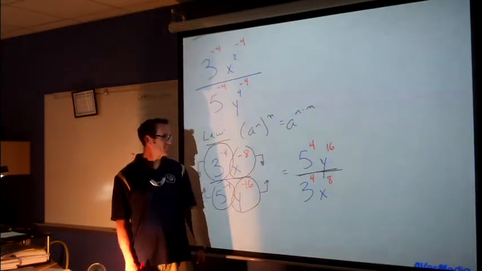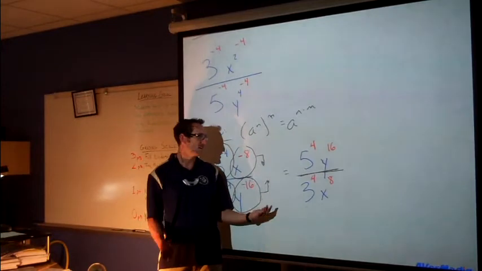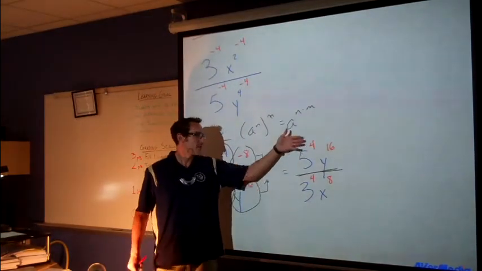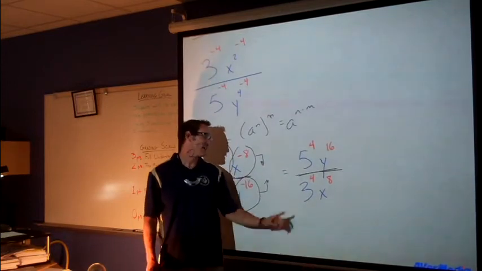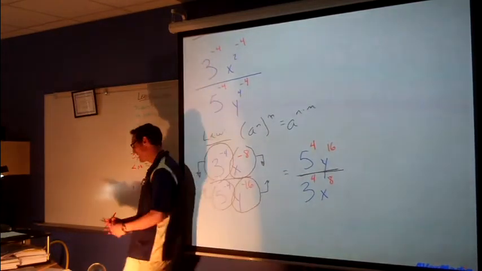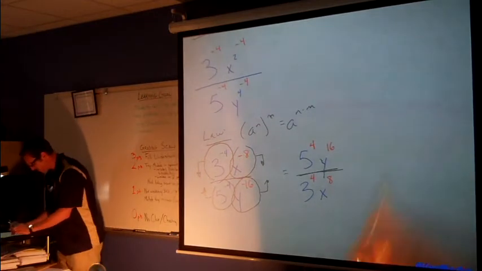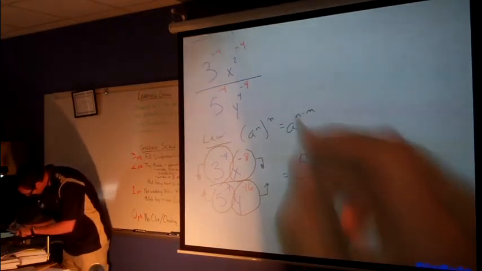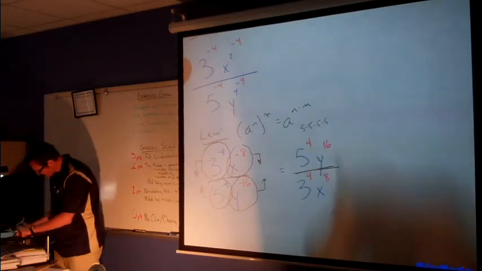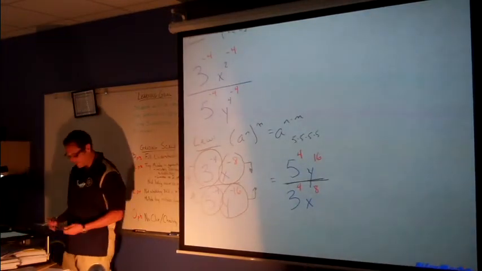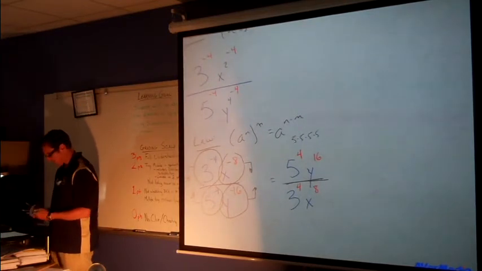So I've used all of these laws. It's like these crazy sets of laws that are going. Now all I have to do is evaluate what I can. Can I evaluate 5 to the 4th power? Yes, I can. Can I evaluate 3 to the 4th power? Yes, I can. 5 to the 4th power is, of course, 5 times 5 times 5 times 5, which gives me 25 times 25, which is 625.